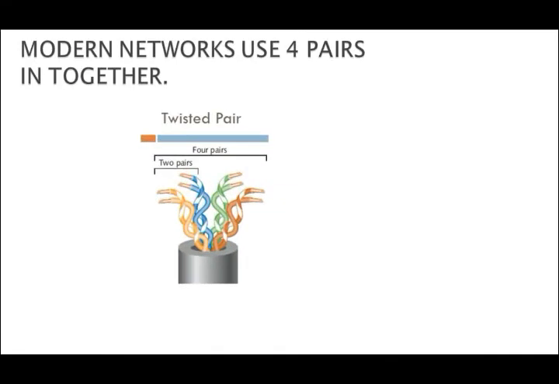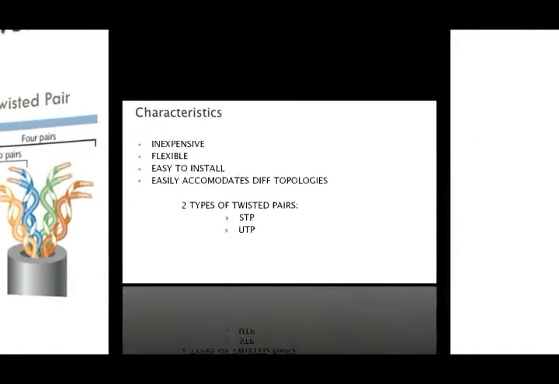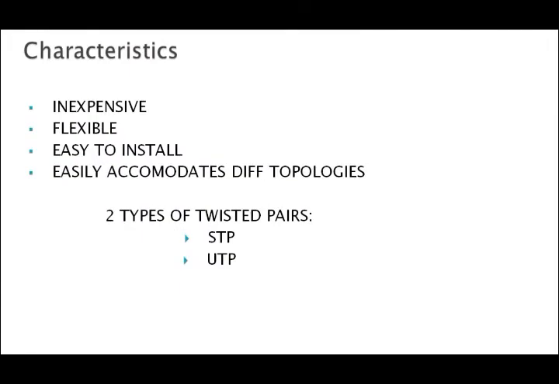Here, the 2 pairs and 4 pairs twisted cables are shown. In the modern networks, they use 4 pairs packed in together. Twisted pair is relatively inexpensive, flexible, easy to install, and easily accommodates different topologies. There are 2 types of twisted pair cables, STP and UTP.